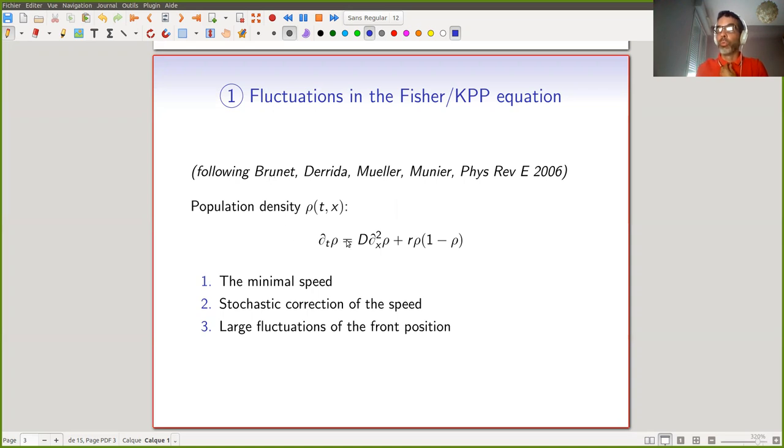And to introduce this notion of large fluctuations, I'd like to do three things. First, recap very quickly how to compute the minimal speed of this equation, where you have only diffusion and reproduction, with diffusion coefficient D and rate of reproduction r, with a spatial-only population density. It's important for what follows. It's only in space that you are describing your population. And then I will introduce a stochastic correction of the speed, which is known as the Brunet-Derrida conjecture, and I'll try to explain where this comes from. And then I will use that to motivate and introduce the fluctuation for the position of the front, which are quite large. And then I would be very interested in any discussion about that.